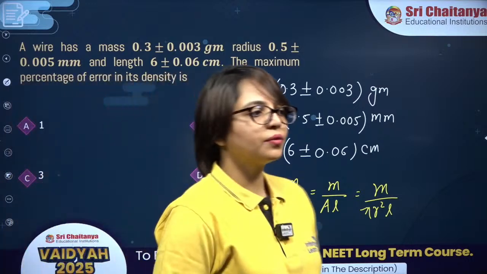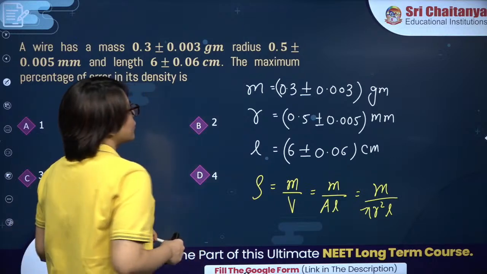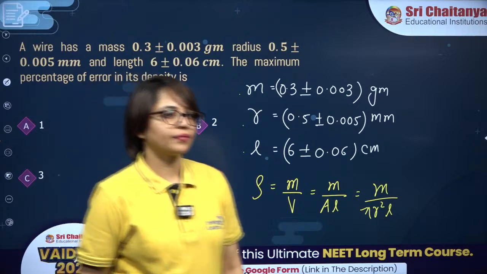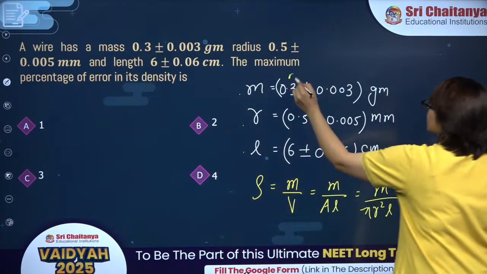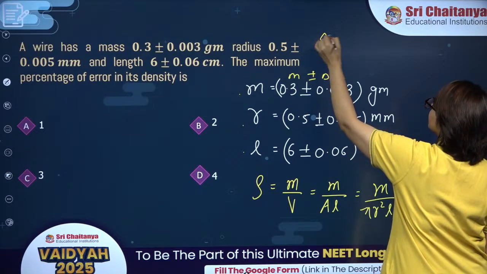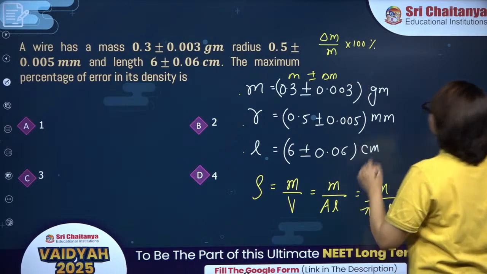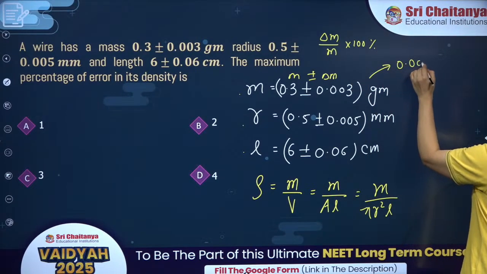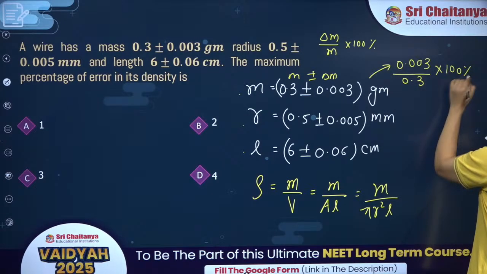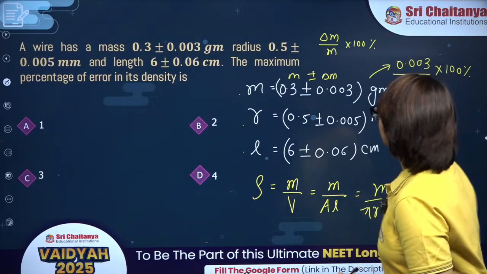What should be the correct answer? Find the percentage errors in the measurement of M, R and L first. It is M plus minus delta M. So the percentage error in the measurement of M will be delta M upon M into 100%, right? So it will be 0.003 divided by 0.3 into 100%. So it will be 1%. 1% is the percentage error in the measurement of M.